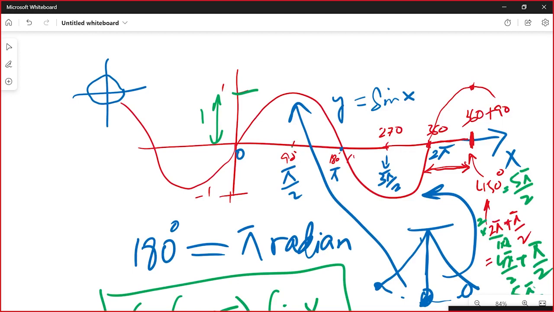It would be a function. Why? Because at one point it's only crossing once. No, the vertical line test says you draw a vertical line, and if it cuts the graph only once, it means it's a function. So anywhere we put a line, it will cut your graph only once. So it is a function. This is called vertical line test. Do you know this?